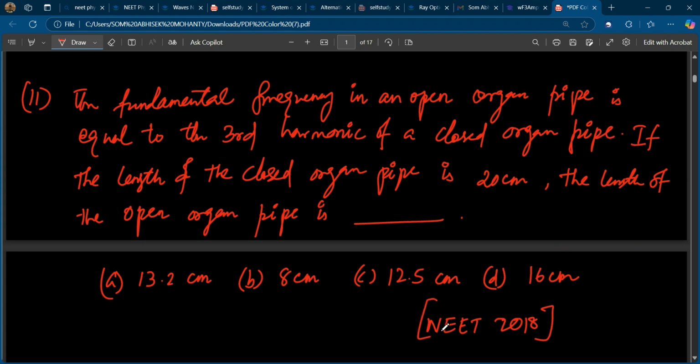Fundamental frequency in an open organ pipe is equal to third harmonic of a closed organ pipe. The length of the closed organ pipe is 20 centimeter. Length of the open organ pipe is. You have 1 minute.